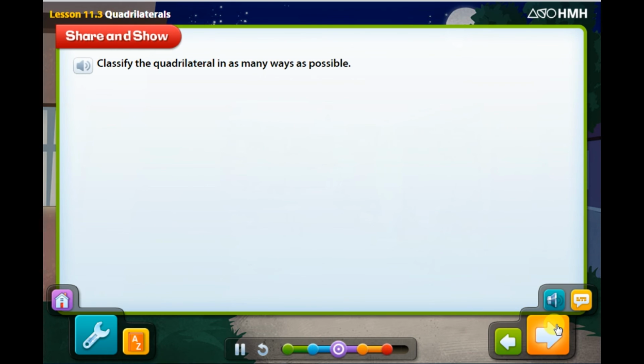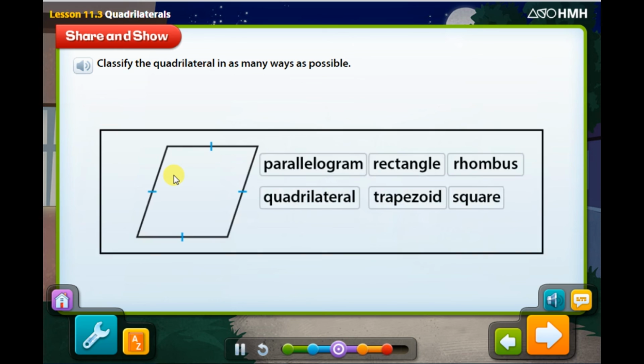There's often more than one way to classify a shape. Classify the quadrilateral in as many ways as possible. This quadrilateral has 4 congruent sides. Select all of the possible classifications for this shape. When you're ready, check your work. Okay, so let's check and see.